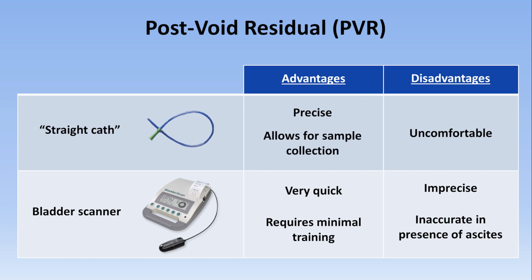In practice, we usually are not worried as to whether a patient's PVR is 100 versus 125. We are instead worried as to whether it's 100 versus 1000. So bladder scanners are the much more common method for measurement, as long as a urine sample is not also necessary.